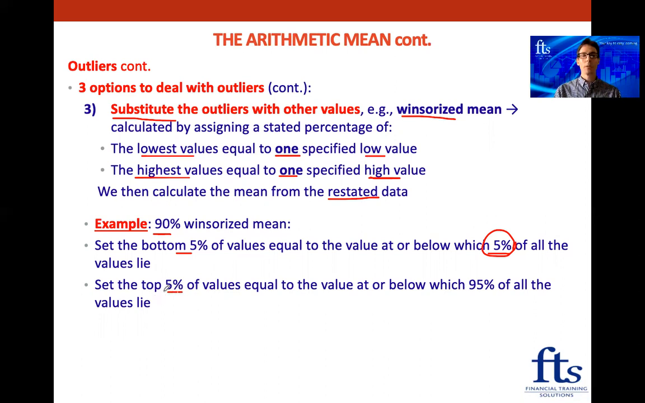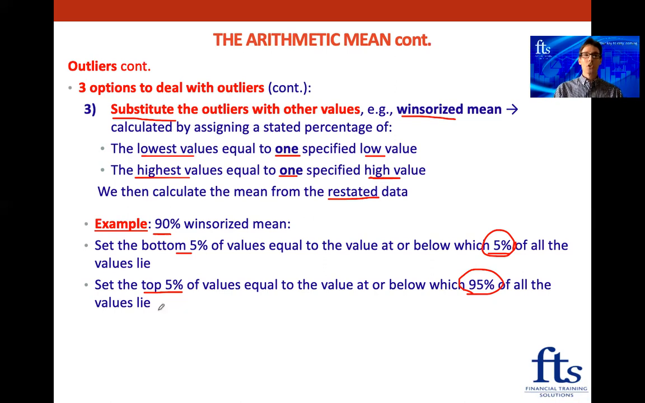For the top 5% of values, we set them equal to the value at or below which 95% of all the values lie. This we call the 95th percentile. Again, this will make more sense when we do the next class. But all we need to know for now is that we do not have to worry about the very high numbers, because all of that top 5% of the numbers are going to have the same number, because we're setting the highest values to one specified high value.